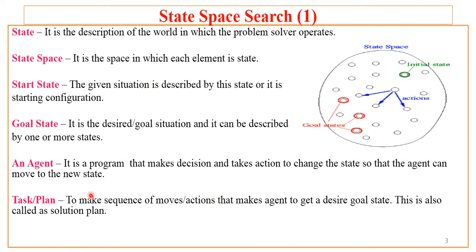Now what is a task or plan? These are the sequence of actions or moves to be taken by the agent program to get the desired goal state, because once the problem solver starts with the initial state and tries to lead to the goal state, there might be many intermediate states, and there might be certain prescribed steps to be followed to reach from the start state to goal state. This task or plan is also called a solution plan.